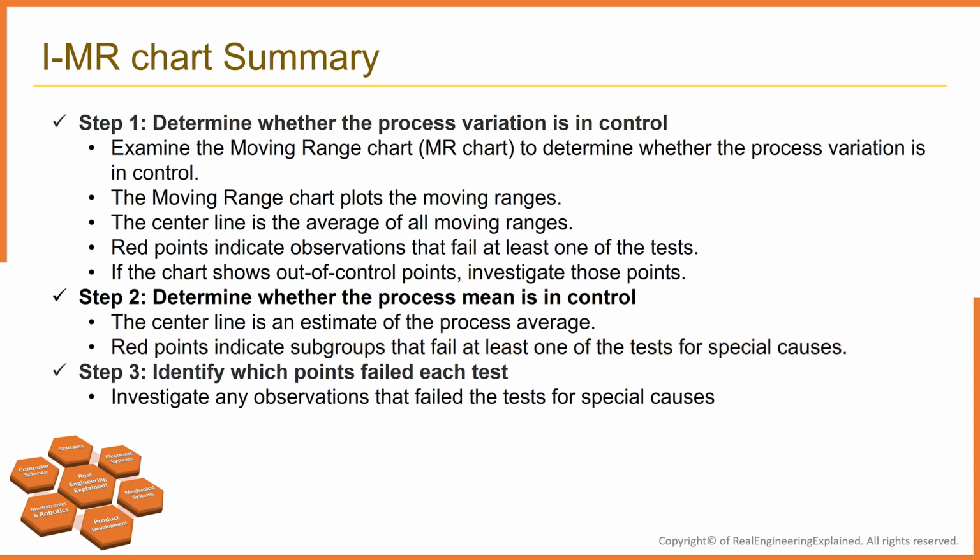Step 3. Identify which points failed each test. Investigate any observations that failed the test for special causes. By default, Minitab conducts only Test 1, which detects points that fall outside of the control limit. However, if you conduct additional tests, then points can fail multiple tests.